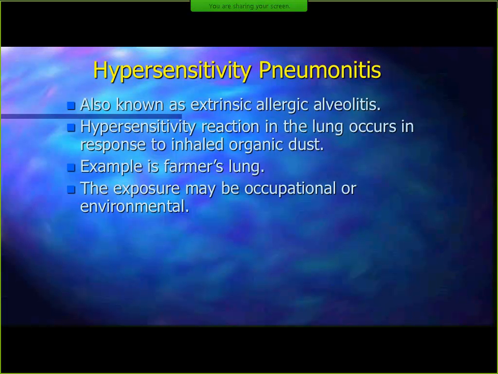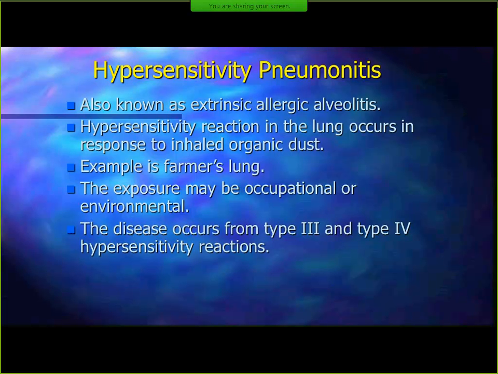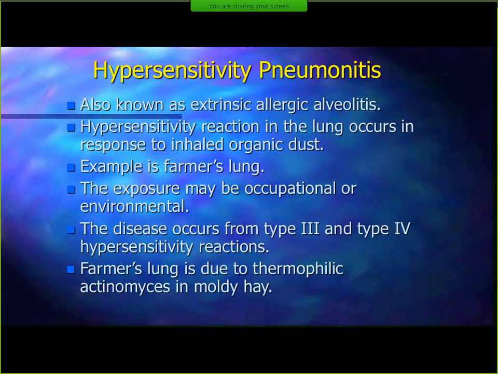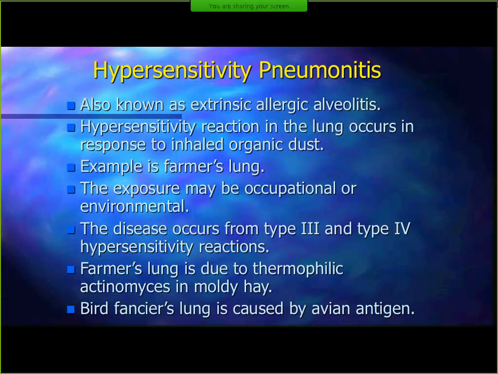The exposure may be occupational or environmental, and the disease is a type 3 or type 4 hypersensitivity reaction, so that means you're going to have some type of granuloma. Farmer's lung is due to thermophilic actinomyces in the moldy hay, and you're allergic to that. And bird fancier's disease is caused by the avian antigen. At work, what they do is they try to irradiate the mold, or they try to contain it so that it doesn't get infected by the actinomyces. So you could do something to prevent it.